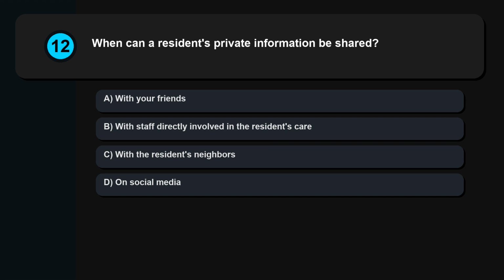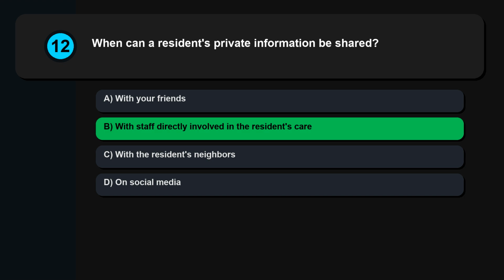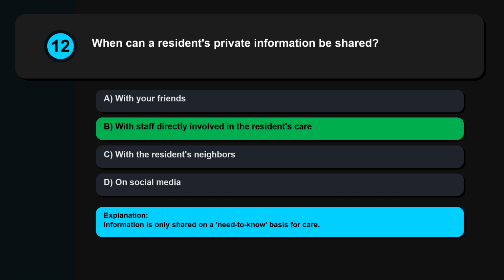Question 12. When can a resident's private information be shared? With your friends, with staff directly involved in the resident's care, with the resident's neighbors, on social media. Information is only shared on a need-to-know basis for care.